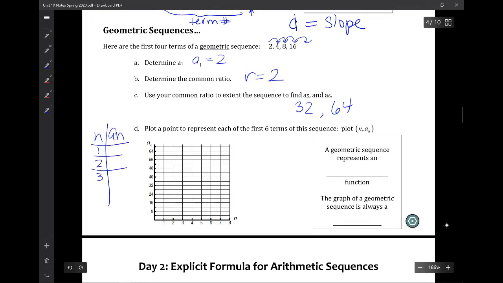It gave me the first term, second term, third term, fourth term, and I extended the pattern out to find the fifth and sixth. So let's plot these points. Over 1 up 2, over 2 up 4, 3 up 8, 4 up 16, 5 up 32, 6 up 64, and that's as far as we can go. And again, don't connect your dots, but notice there's a curve to it, and that sure looks like an exponential growth.